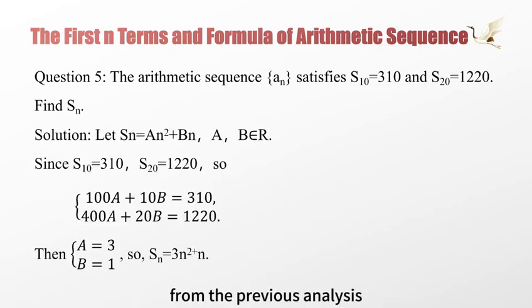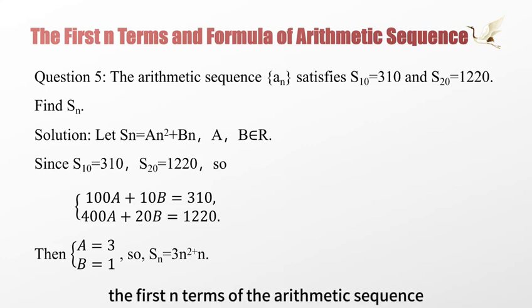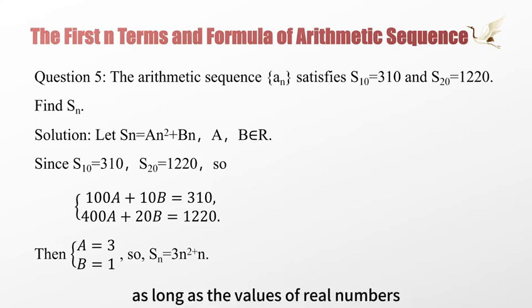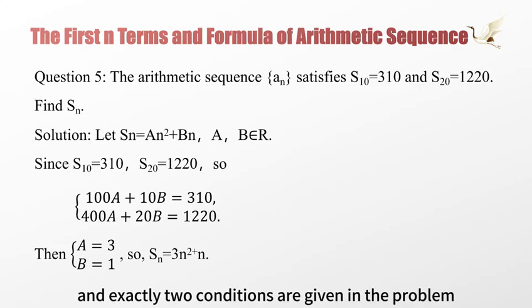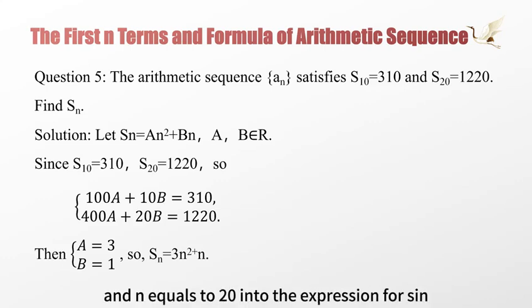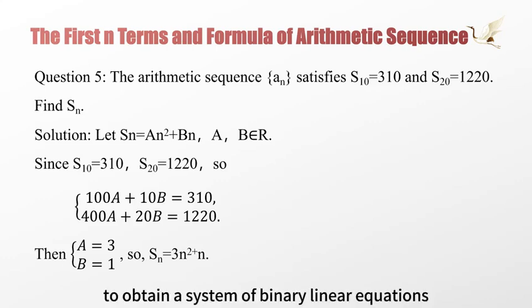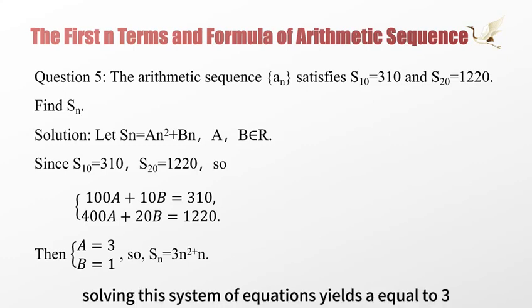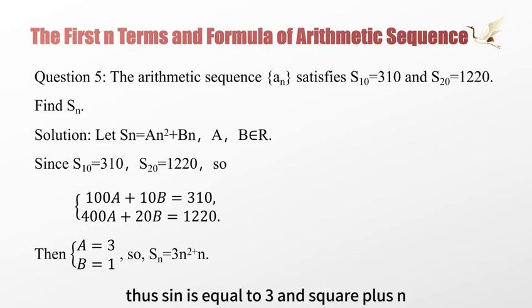From the previous analysis, it can be seen that the sum of the first n terms of the arithmetic sequence, Sₙ, has the form of an² + bn. As long as the values of real numbers a and b are determined, the expression for Sₙ can be obtained. Two independent equations are required to solve the two unknowns a, b, and exactly two conditions are given in the problem. We substitute n equals 10 and n equals 20 into the expression for Sₙ, respectively, to obtain a system of linear equations in two variables about the real numbers a, b. Solving this system yields a equals 3 and b equals 1. Thus, Sₙ equals 3n² + n.